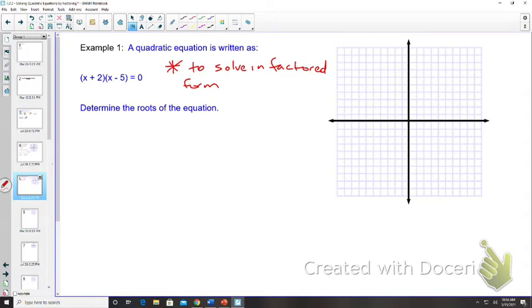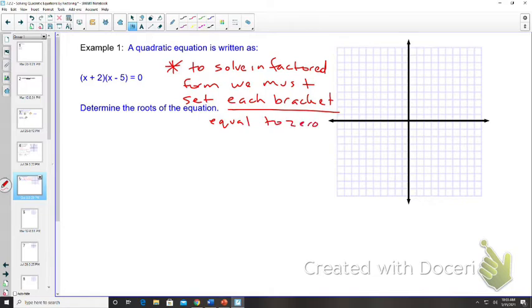To solve in factored form, you have to find the x-intercepts. We must set y to 0. We must set each bracket equal to 0. So our first one, we have x plus 2 is equal to 0. And our second one, we have x minus 5 is equal to 0.